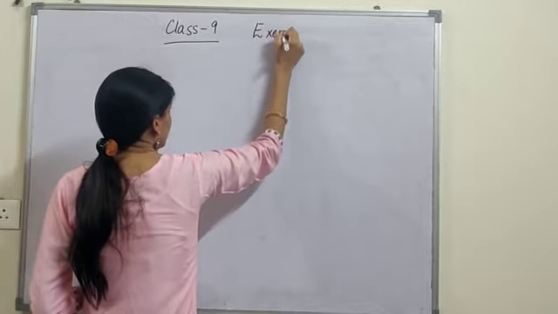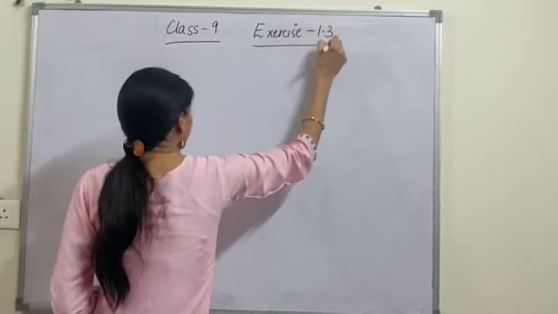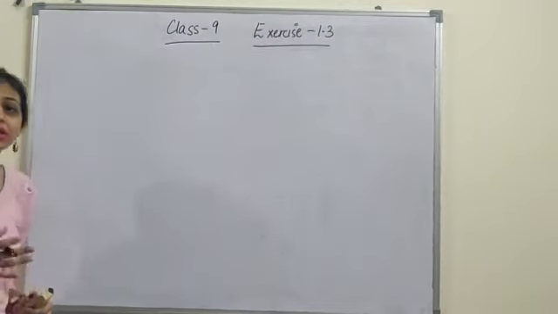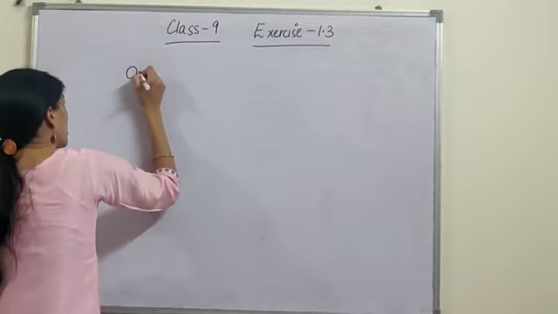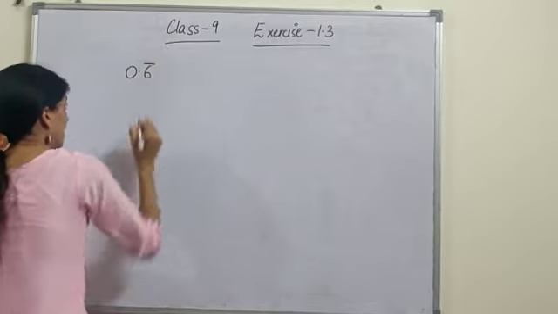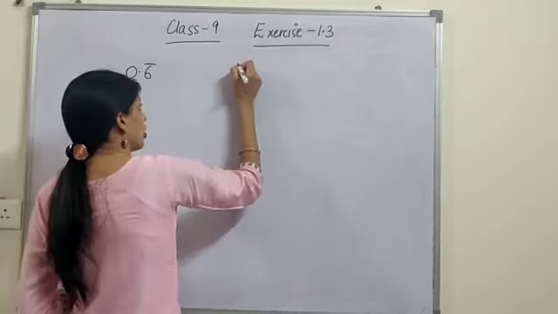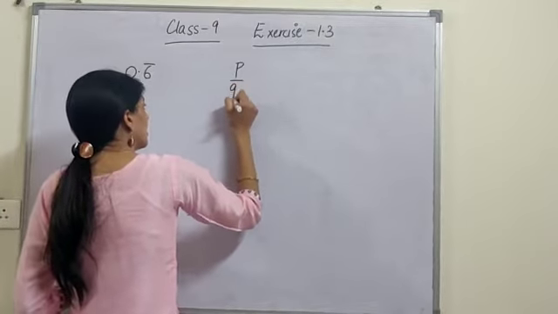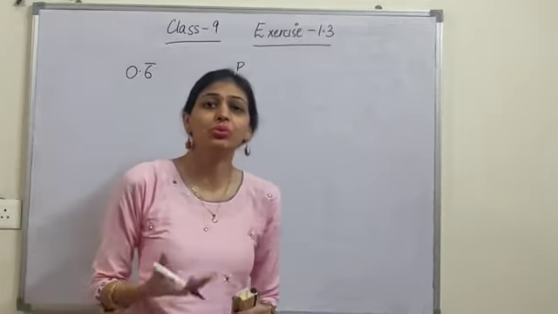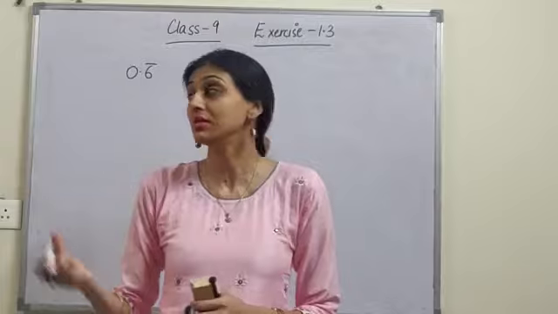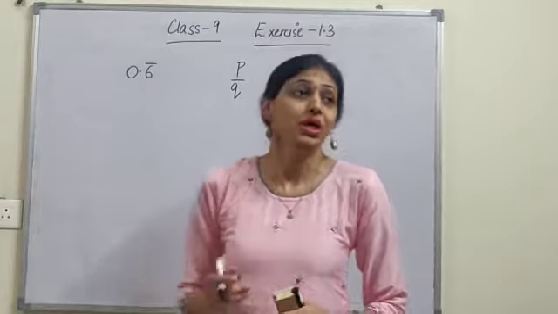Exercise 1.3. Now, if a question is given to you that is 0.6 bar and you have to express this in the form P by Q. Now we are learning how we have to express a number like this in the form P by Q.